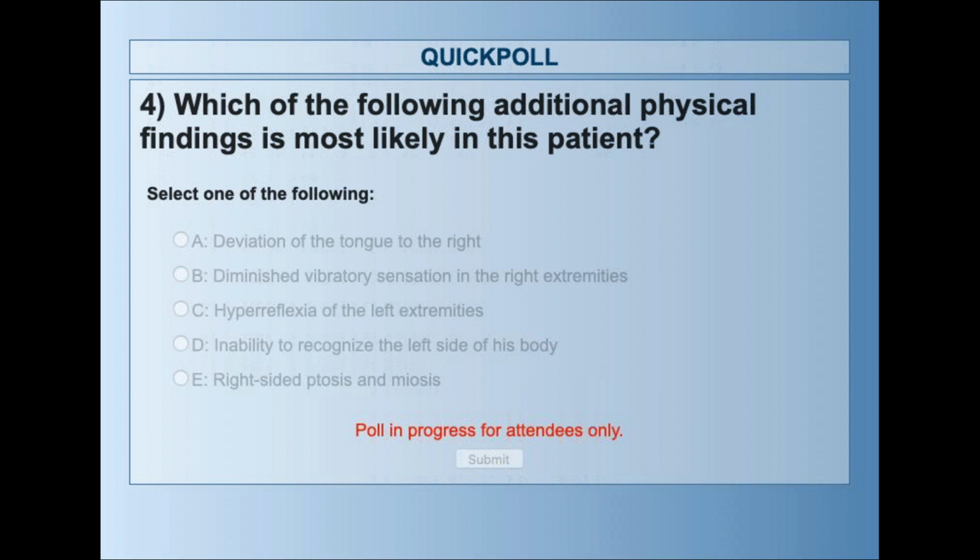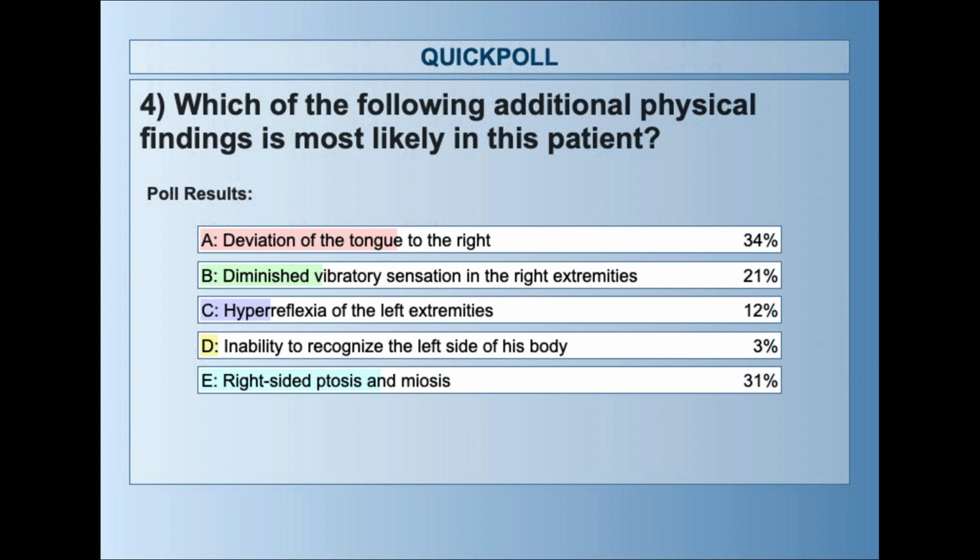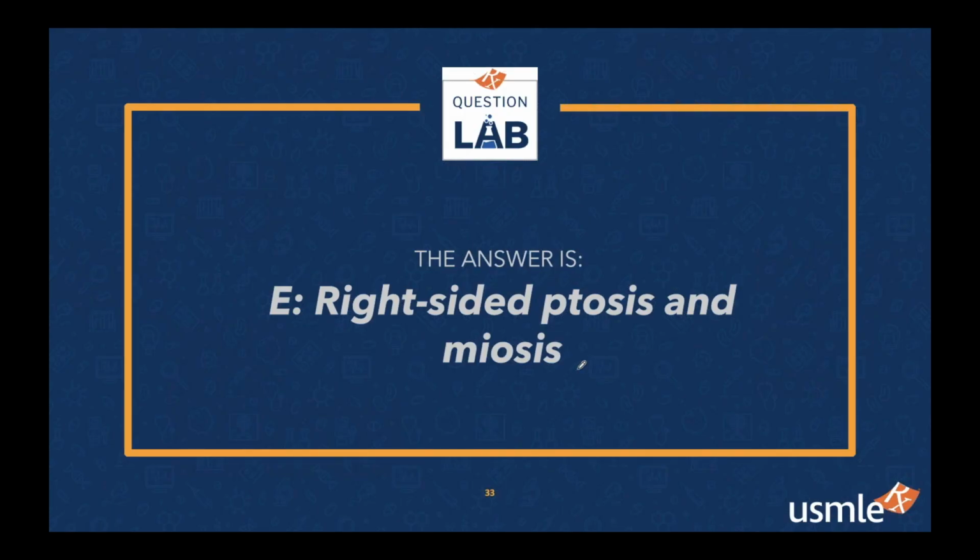All right. This is a tough question, so I'll give all of you a few more seconds. Let's take a look and see what you selected. 34% of you selected deviation of the tongue to the right, and 31% of you selected right-sided ptosis and miosis. Let's see what the correct answer is. The correct answer is E, right-sided ptosis and miosis. So 31% of you got it right. Definitely a challenging question. Let me hand it off to Paris.